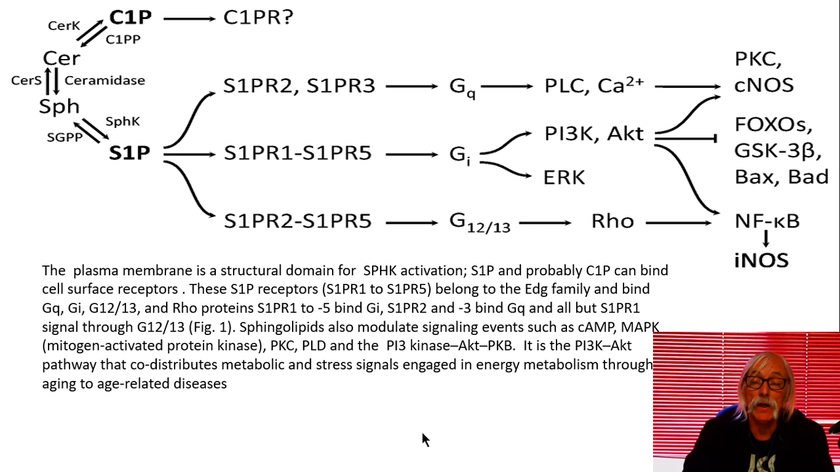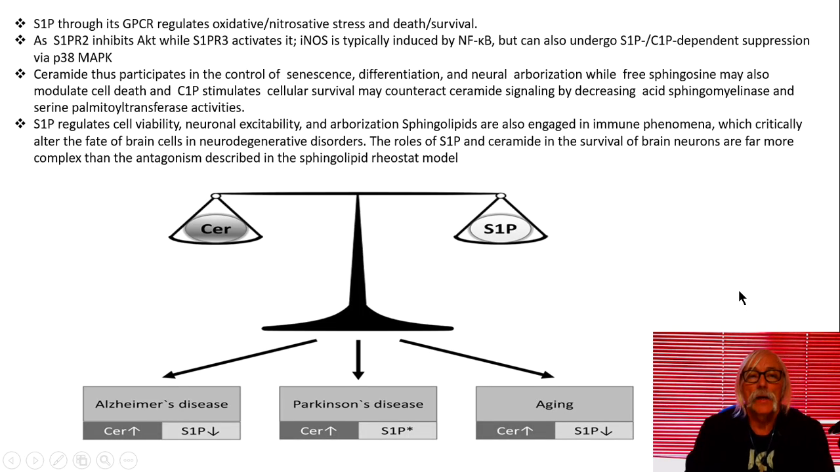It's the phosphatidylinositol 1,3 kinase AKT pathway that co-distributes metabolic and stress signals engaged in energy metabolism through aging to age-related diseases that I've talked about already. So I know you would like it if I talked about it again, but I'm not today. Now, sphingosine 1-phosphate through its G protein coupled receptor regulates oxidative and nitrosative stress, that involves nitric oxide, and death and survival. Okay, so it can act as a rheostat, that's what they call it, right? You can either crank it up on one side or the other. It's like a teeter-totter in a way, right?